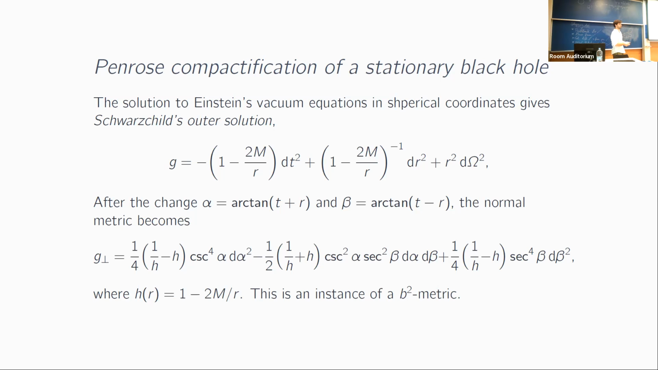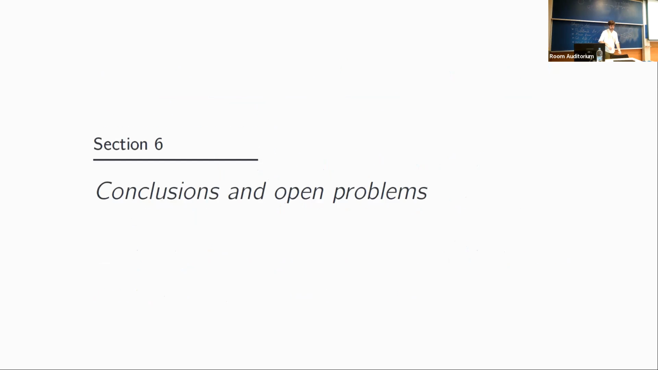And if we try with these ansatz, we can check that this is an instance of a B2 metric. So if for any reason you are in the street and someone is in a hurry to compute the standard model in a Penrose compactification of a stationary black hole, you can do it if you really want to, and this is the way. So this has been my talk.